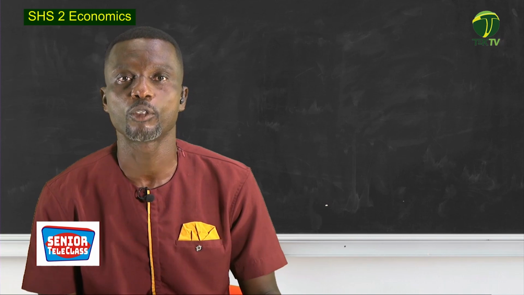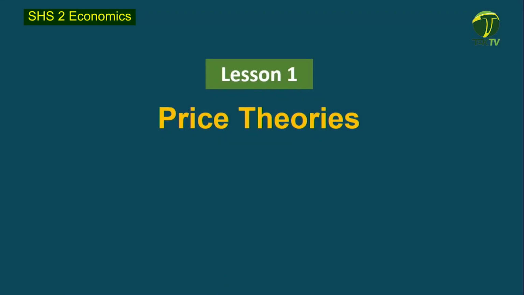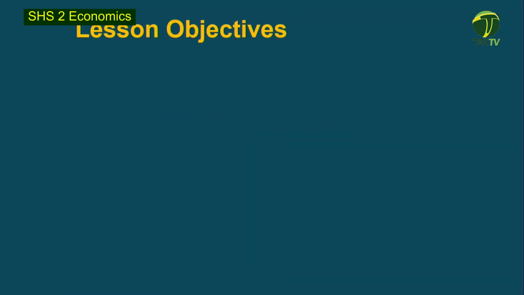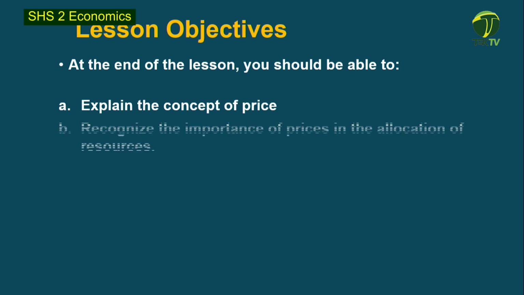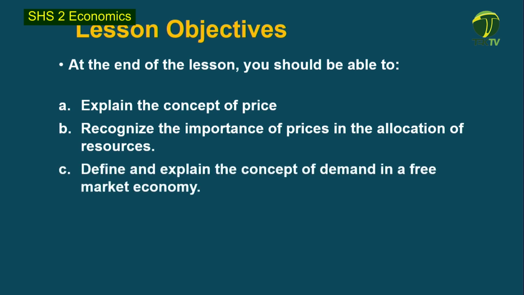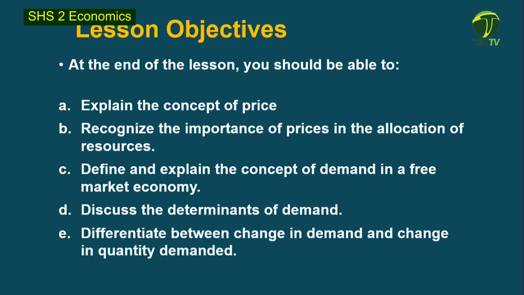Our lesson for today is price theories. The lesson objectives: at the end of this lesson, we should be able to explain the concept of price, recognize the importance of prices in the allocation of resources, define and explain the concept of demand in a free market economy, discuss the determinants of demand, and differentiate between change in demand and change in quantity demanded.